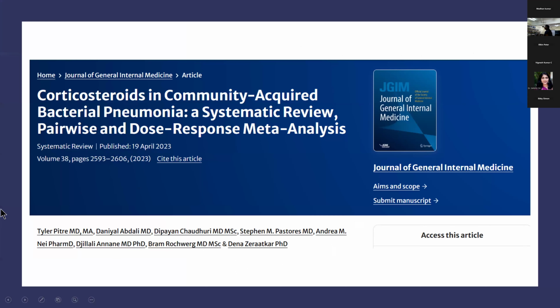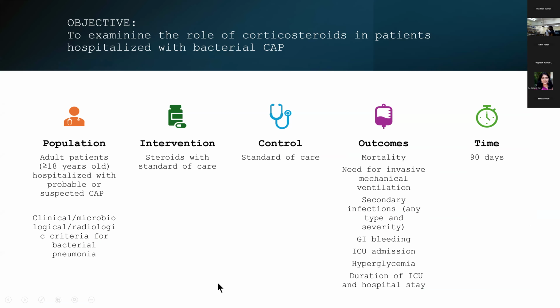Okay, so let's look at the evidence for it. There is this review which looked at corticosteroids and community-acquired bacterial pneumonia. This was published in 2023. The population was adult patients more than 18 years of age who are hospitalized with a probable or suspected community-acquired pneumonia. They used clinical, microbiological or radiological criteria for bacterial pneumonia. The intervention they looked at was steroids with the standard of care, and the control was the standard of care. The outcomes they looked at were mortality, the need for invasive mechanical ventilation, secondary infections, GI bleeding, ICU admissions, hyperglycemia, and duration of ICU and hospital stay. The study was done over 90 days.